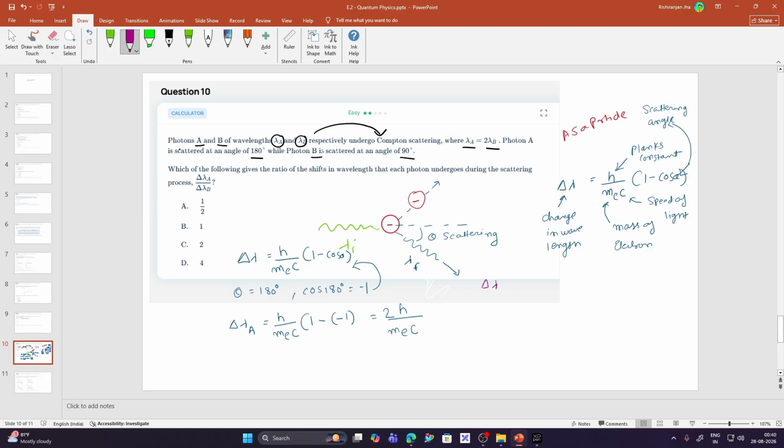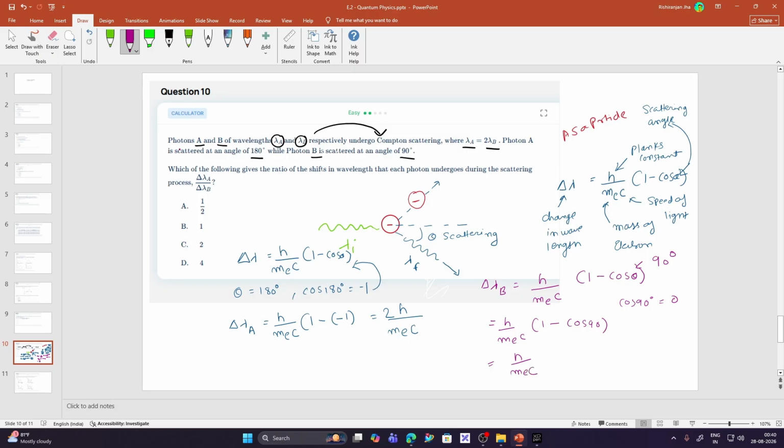So delta lambda b is given by again h by mass of electrons times speed of light times 1 minus cos theta. Again we know that theta here is 90 degrees. So let's plug in the values and let's see what we get. So h by mass of electrons times speed of light times 1 minus cos 90 degree. As you are aware, cos 90 is 0.